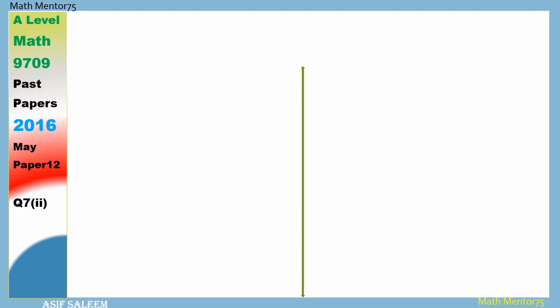Question 7, second part. Now hence solve this equation for 0 to 360 degrees. Hence means we have to use the previous working. We have just proved that (1 plus cos theta over 1 minus cos theta) minus (1 minus cos theta over 1 plus cos theta), the thing which is inside the bracket, is equal to 4 over sine theta, tan theta. So now just replace that value on the left hand side.